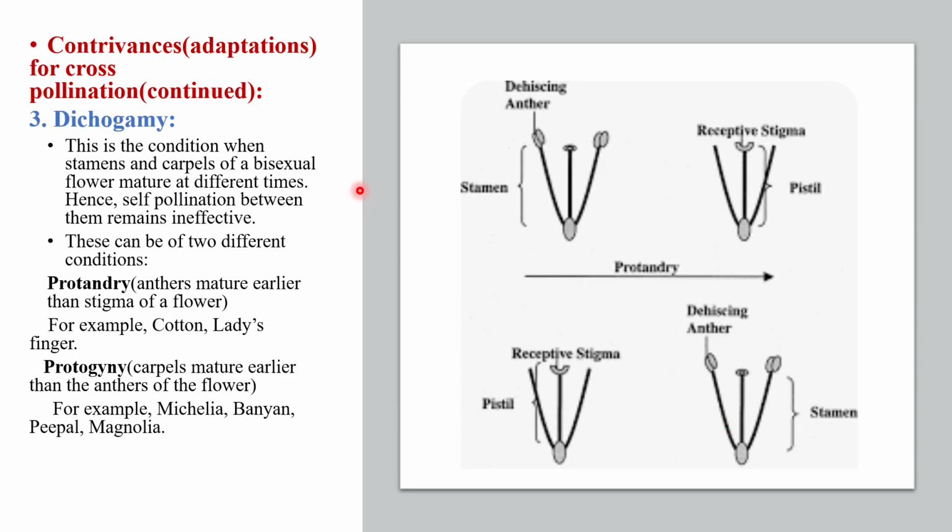Then the third one is dichogamy. In this condition, the stamens and carpels of a bisexual flower mature at different times, hence self-pollination between them remains ineffective. This can be of two types. Protandry: anthers mature earlier than the stigma of the flower. And protogyny means carpels mature earlier than the anther of the flower, as in Michelia.